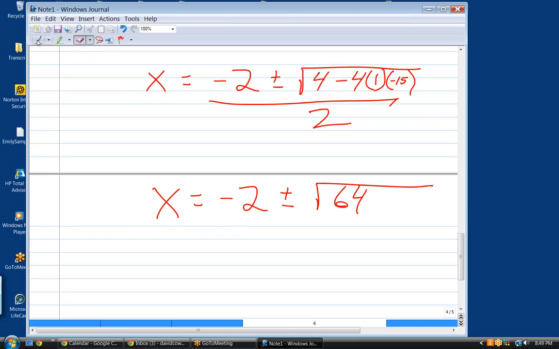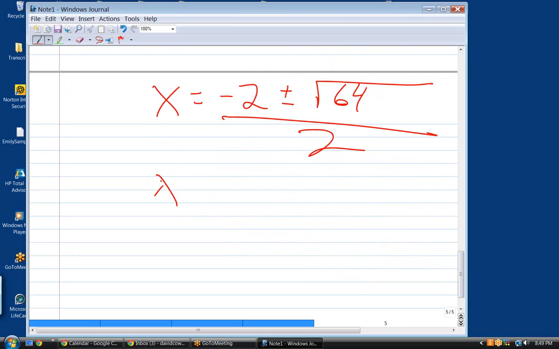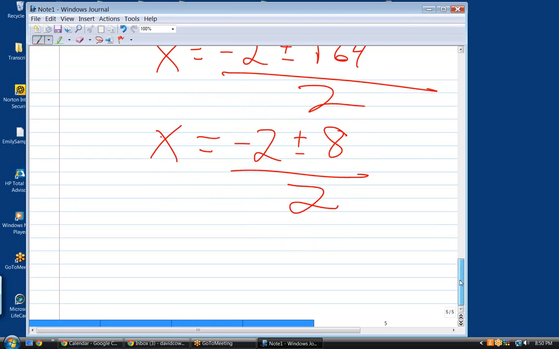All right. And now, simplify further. Once you do the square root of 64, which is 8, right? Simplify further, divided by 2. So isn't there like two answers then? Yeah. So it'll be x equals blank or x equals blank.